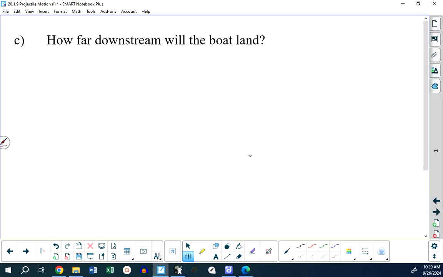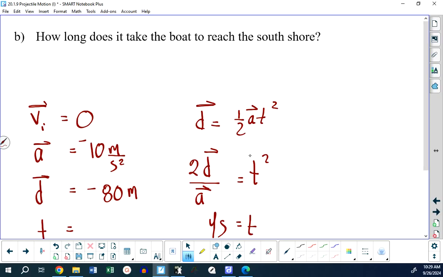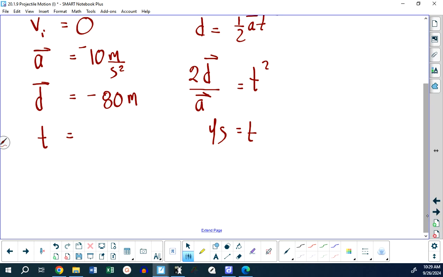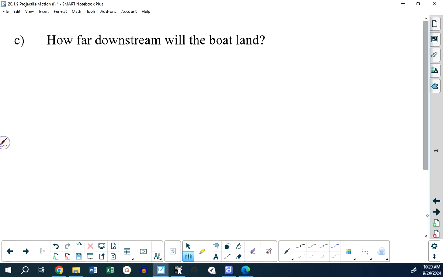How far downstream will the boat be? Well, it's not 2 boats. If it takes 4 seconds to cross the river, it's in the water for 4 seconds. And this is a question about east-west. Just help me out, Maxime. Is it 8 meters per second east? Mm-hmm. Okay. So what happens here is it's uniform motion east, so we use this.